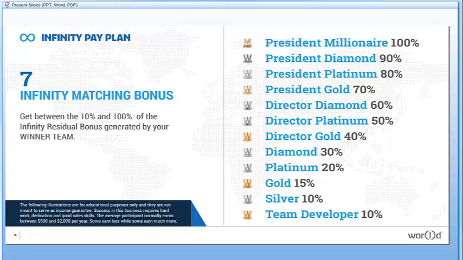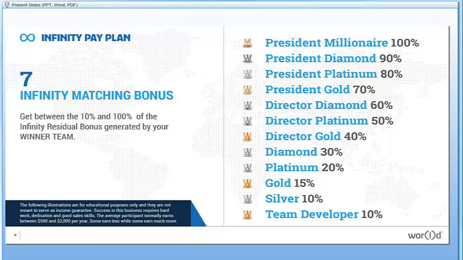The Infinity matching bonus. Get between 10% and 100% of the Infinity residual bonus generated by your winner team. So your winner team has 20, 30, 40, 50 people. There's a lot of volume there. And your winner team person is making different amounts of money. Depending on your rank, you will earn between 10% all the way to 100%.